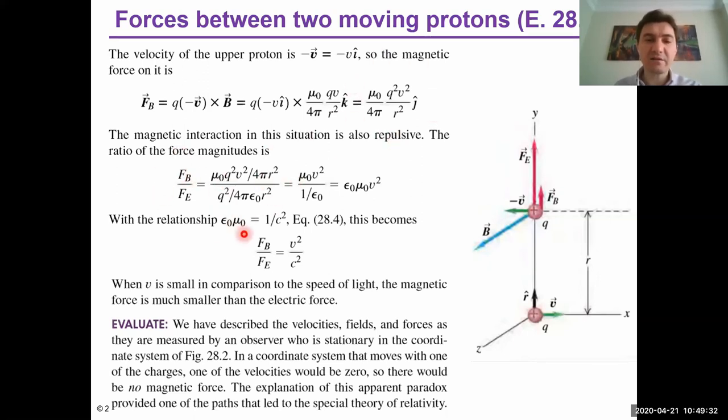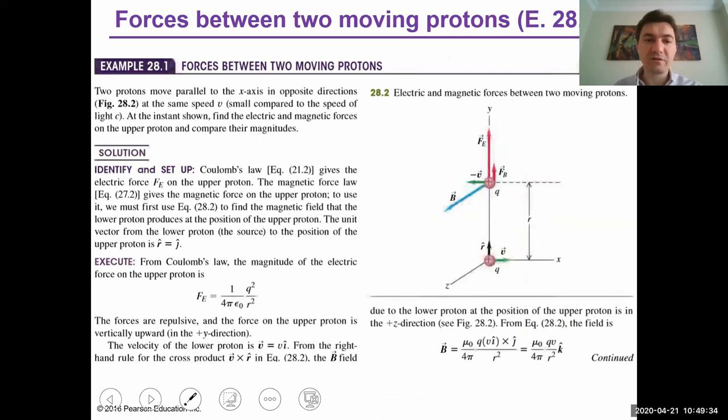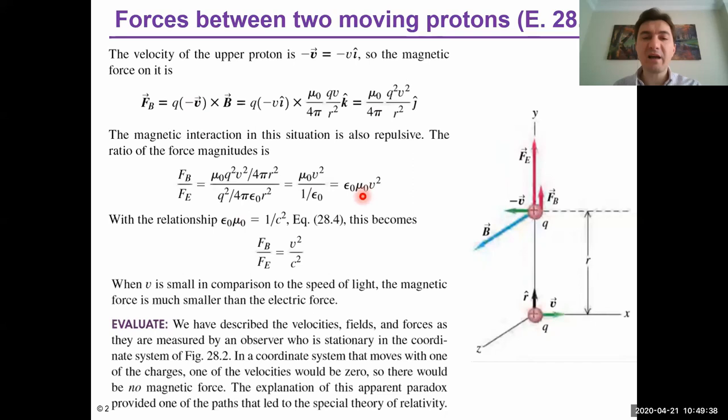This is the electric force. We have already calculated it here, so put it there. So finally, we will have that expression. These constants will cancel each other within those equations. And finally, we will have epsilon zero mu zero times V square. This is a constant, this is also a constant, and here we have V square.